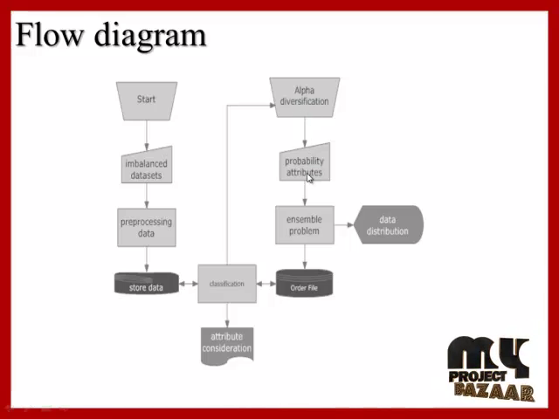Based on this alpha diversification, the probability attributes are calculated on the basis of classes. These classes are calculated in terms of datasets. Whatever is given in the datasets are ensembles which are imbalanced. Those imbalanced datasets are considered as balanced datasets for further processing. The ordered processes are stored in the file, which is considered in the classification.